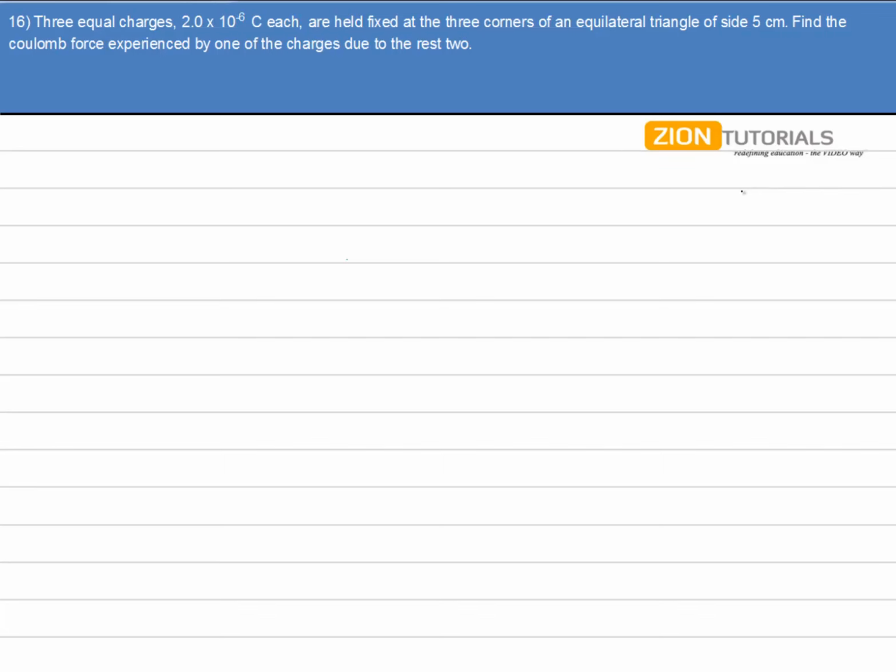Now here we have three equal charges that are placed at the corners of an equilateral triangle. So let us first draw the diagram. Here's my equilateral triangle, plus Q, plus Q, plus Q. Now we will calculate the force on A due to B and C.